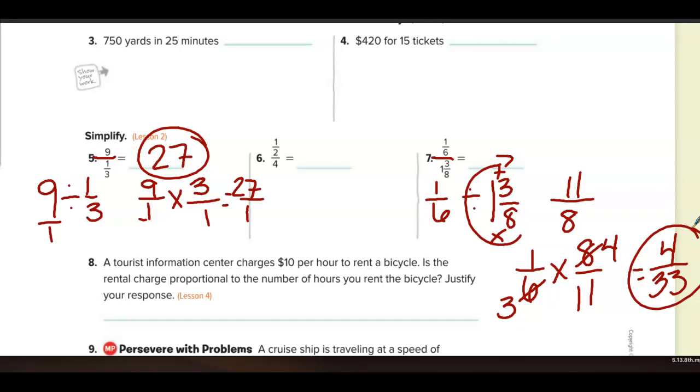On number 6, your division bar is right here, so you can rewrite that one as 1/2 divided by 4. You are going to have to do that one on your own. So you are going to work on this 1 through 9. Stand quietly when you're done.